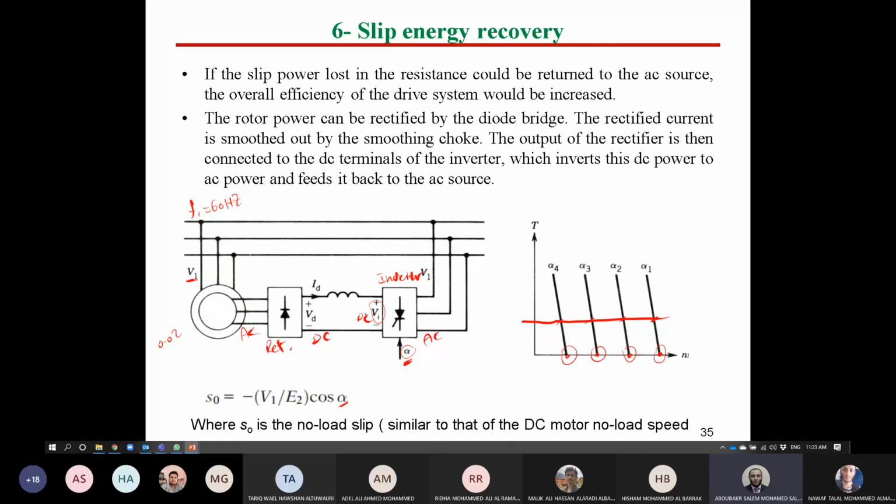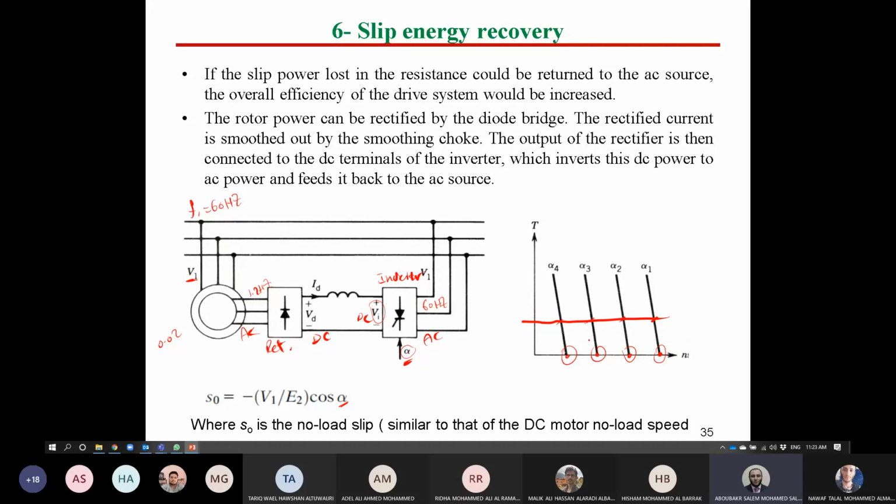Right, guys? If you multiply 0.02 by 60, what will be the frequency? 1.2 hertz, right? So the frequency here is 1.2 hertz. However, we need to convert this to DC and then to AC again with the same frequency, which is 60 hertz. For that, you will find due to this control here, the value of NS has been changed.